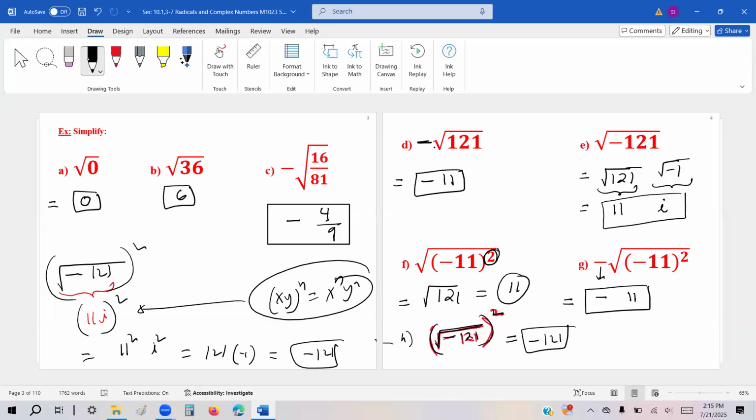So this square goes to 11 and the square goes to i. So it's 11 squared and i squared. 11 squared is 121. Oh no. What is i squared? It's the real number -1. So that says -121.